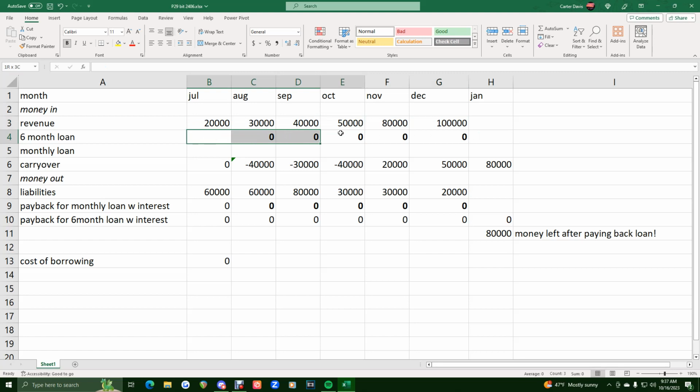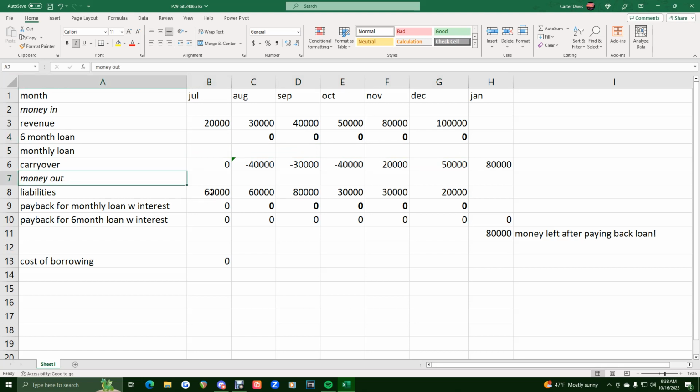So we have our revenue each month, that's money coming in. We have the 6-month loan, that's also money coming in, but it only comes in July, so I just went ahead and made the rest of the months zero. You're not taking out a 6-month loan in any of these other months, only in July. Monthly loans could be money coming in any of these 6 months. So I've left those all blank, but basically these blank cells, 1, 2, 3, 4, 5, 6, and then the 7th, will be our changing variable cells.